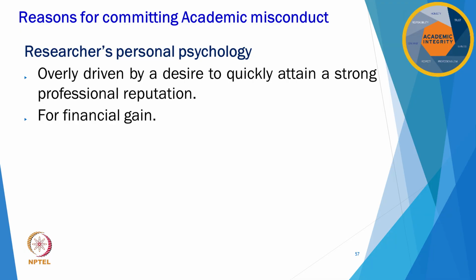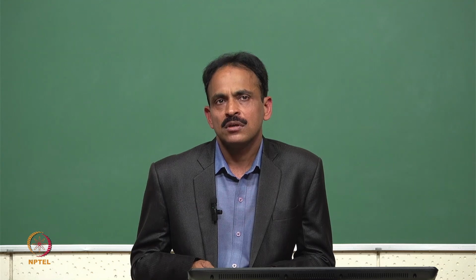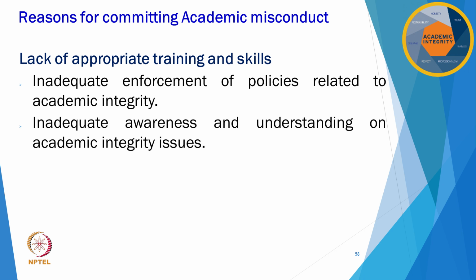Another important reason for committing academic misconduct is researchers' personal psychology and pressure to succeed. Some researchers may be overly driven by a desire to quickly attain a strong professional reputation or even financial gain, which could push them to research misconduct. Another important reason may be the lack of appropriate training and skills, or you can say inadequate training and awareness. The lack of training on the best practices and ethical guidelines to be followed as researchers is another reason for research misconduct.